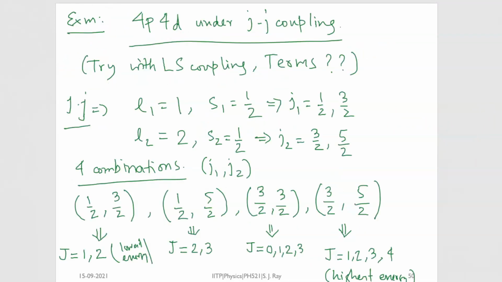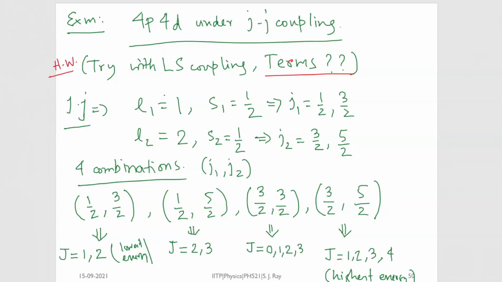So let us take the example of the 4p and 4d system under jj coupling. Here one exercise is given that you can try this other electron system also. So this is your homework. You can try this particular 4d system using LS coupling, and try to find out what terms are possible under LS coupling for such a system. Okay, so here we'll look at what will be the possible terms under jj coupling.